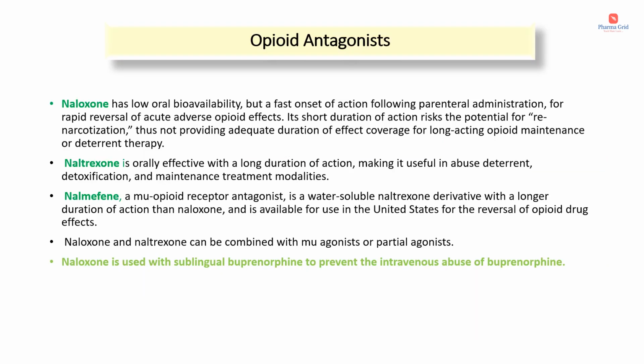So let's compare opioid antagonist drugs. Naloxone has low oral bioavailability but a fast onset of action following parenteral administration for rapid reversal of acute adverse opioid effects. Its short duration of action risks the potential for re-narcotization, thus not providing adequate duration of effect coverage for long-acting opioid maintenance or deterrent therapy. Naltrexone is orally effective with a long duration of action, making it useful in abuse deterrent, detoxification and maintenance treatment modalities.